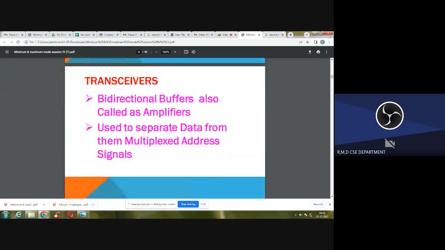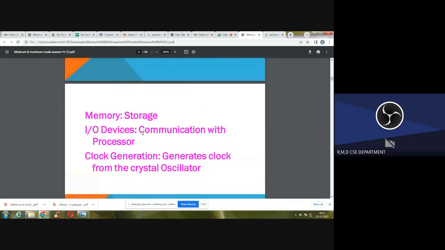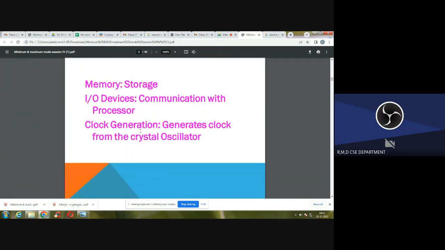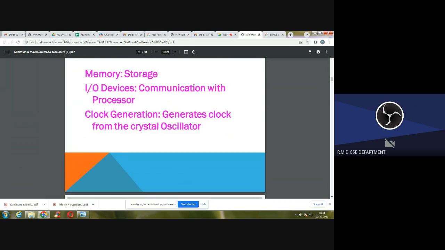Next we discuss the second component, the transceivers. They are bidirectional buffers, also called amplifiers. They are used to separate the data from the multiplexed address signals. The third component is the memory, a storage area used for storage purposes, and the IO devices communicate with the processor. The clock generator generates the clock from the crystal oscillator.